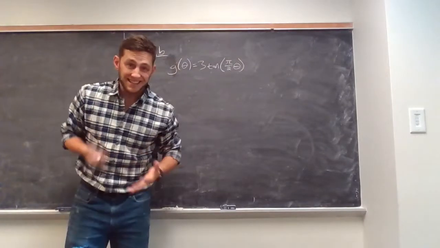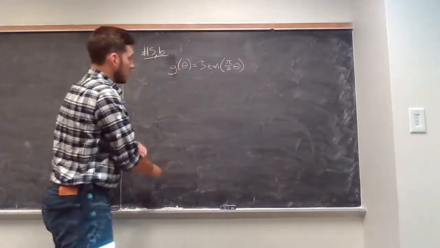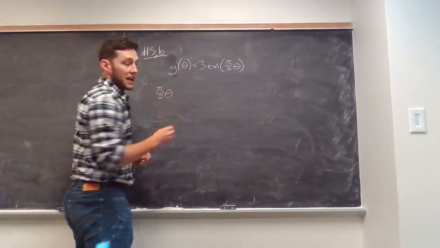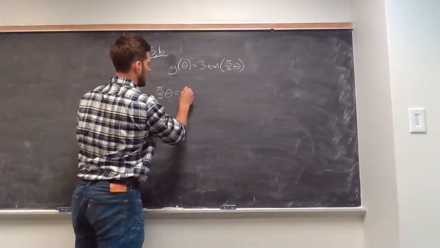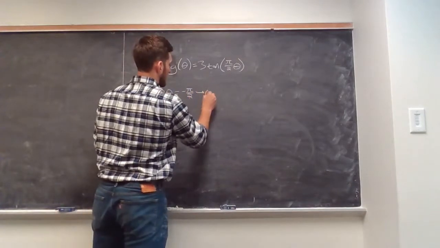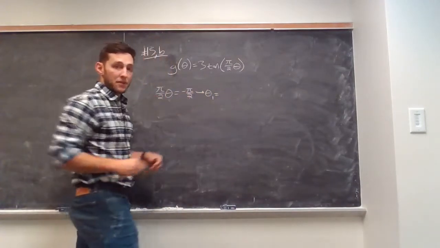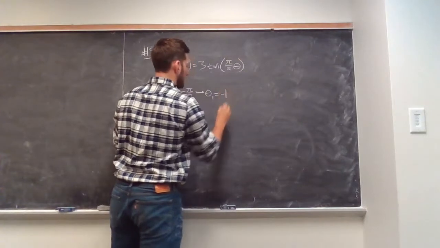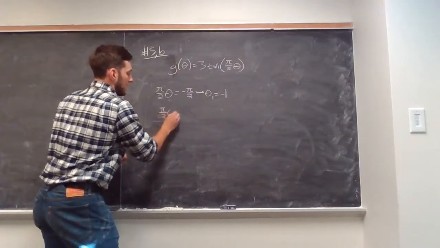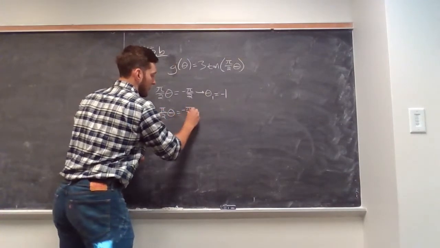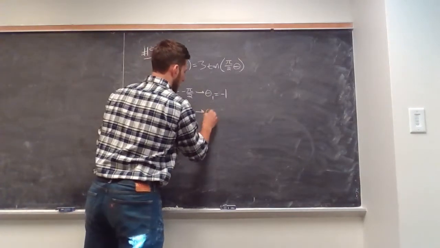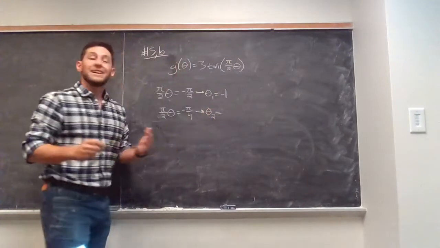Now, just like last time, we need to get our important points for tangent. So your first important point comes from when the inside, pi over 2 theta, equals negative pi over 2. This happens when theta, if I divide by pi over 2, equals negative 1. Now our second important point comes from when the inside equals negative pi over 4. If I divide over by pi over 2, I'll get theta 2, my next important point, is negative 1/2.